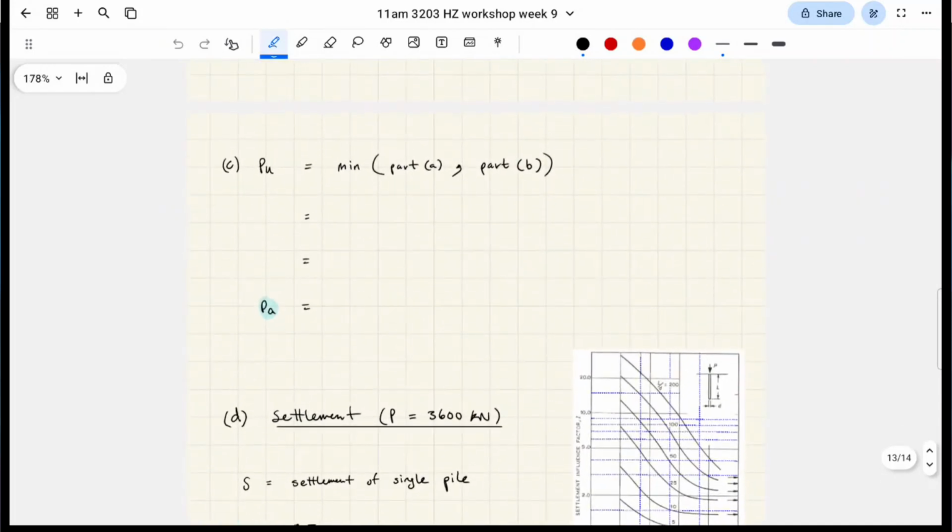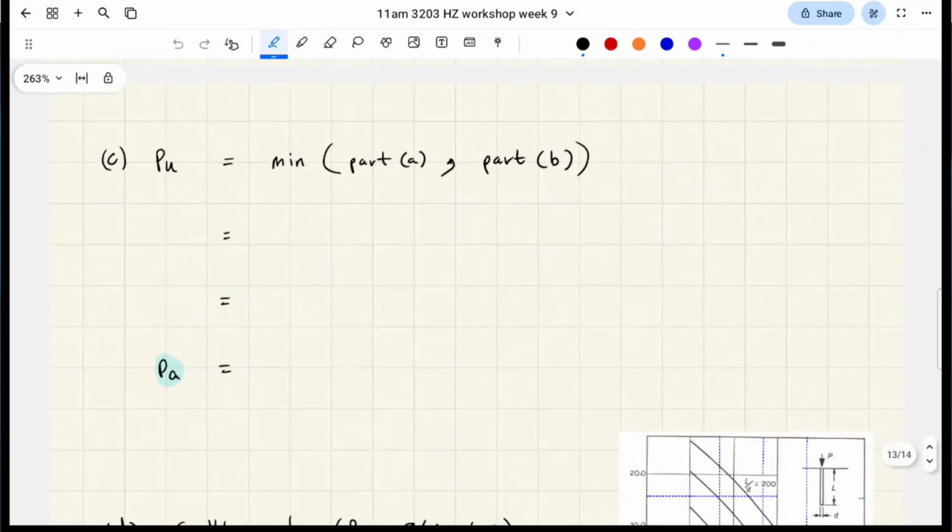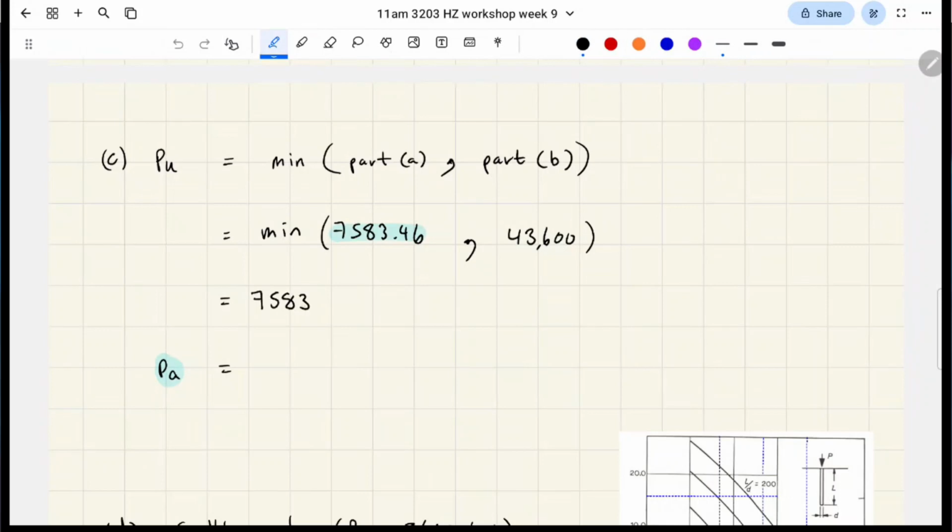Part C is basically saying, all right, because we have a floating pile group, there are 2 failure mechanisms, right? You have the sum of the individual piles, and that's that capacity, and you also have the block failure capacity. So we have to take the minimum of those two because it's whichever one's going to fail first. The numbers were roughly 7,500 for the first part, and roughly 46,000 for the second part. So of course the first part's way weaker, and that will be our Pu.